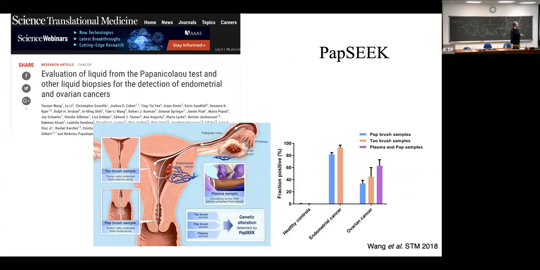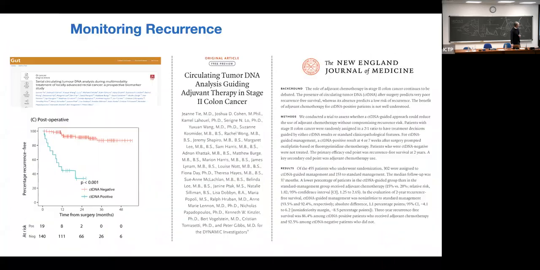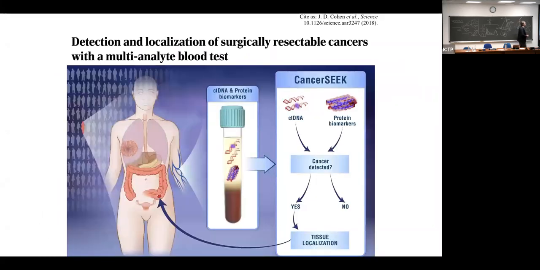Let me just first say that this doesn't necessarily have to be blood. We did this for endometrial and ovarian cancer with PAP-seq, and using urine as the liquid for urothelial and bladder cancer. You can use these technologies also for detecting recurrence of cancer. So instead of finding it early in patients that don't know they have it, you can also use these technologies for patients that had cancer, had surgery, and now wonder, is some cancer still there? Is cancer coming back? And again, by checking the blood, you can test that, right? Let me talk a little bit about the first one, and then the last one.